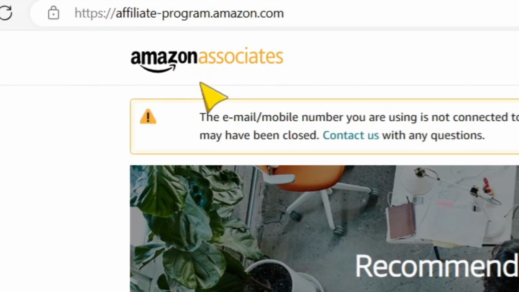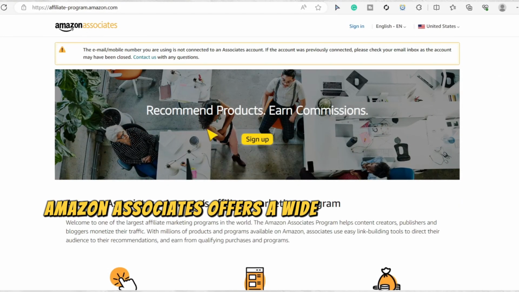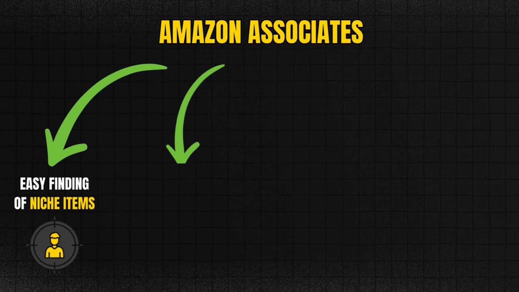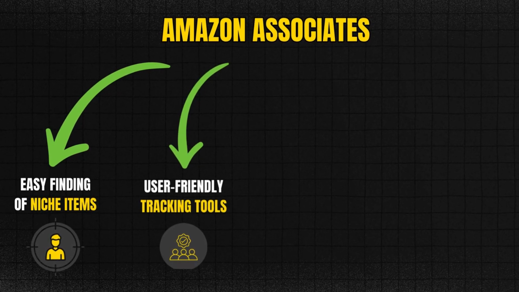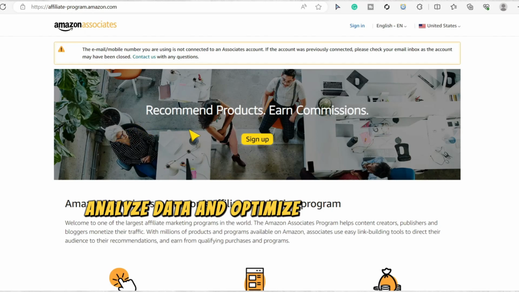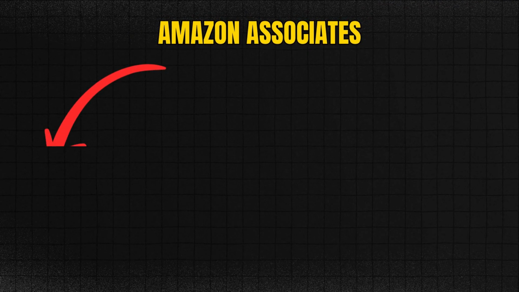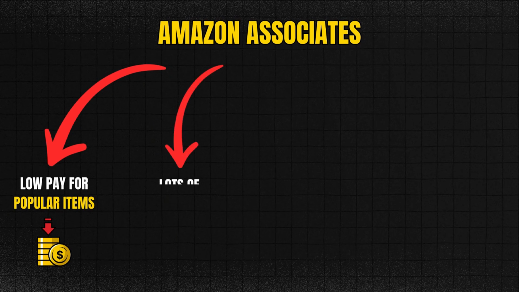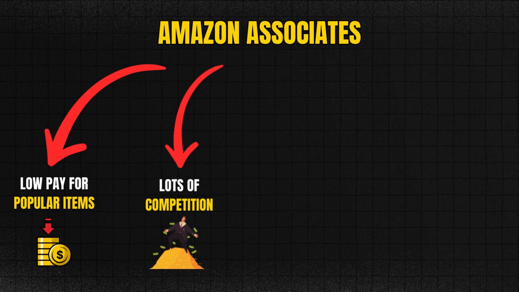1. Amazon Associates. Amazon Associates offers a wide range of products, making it easy to find items relevant to your niche. It provides easy-to-use tools to track your performance, analyze data, and optimize your campaigns. However, it has its drawbacks. Commission rates on Amazon are relatively low, especially for popular products. In addition, the platform is highly competitive, making it difficult to stand out and earn a significant income.